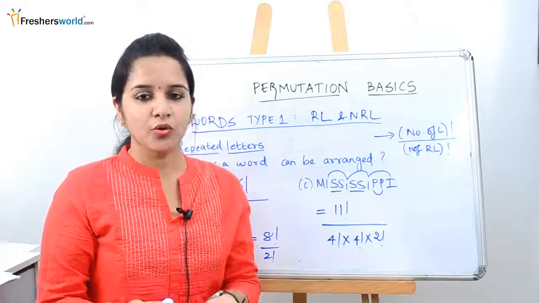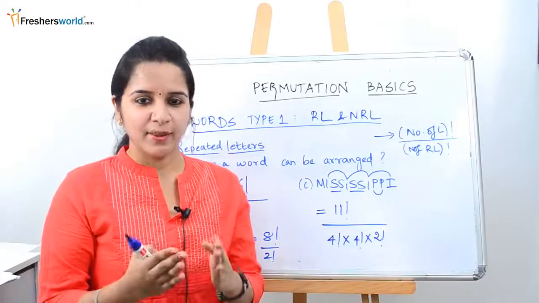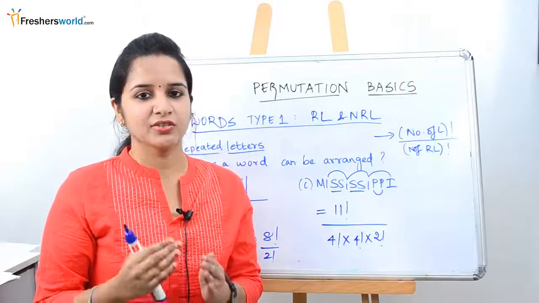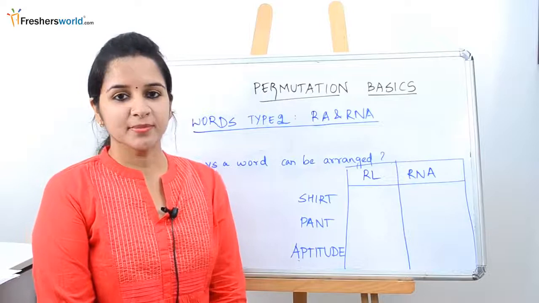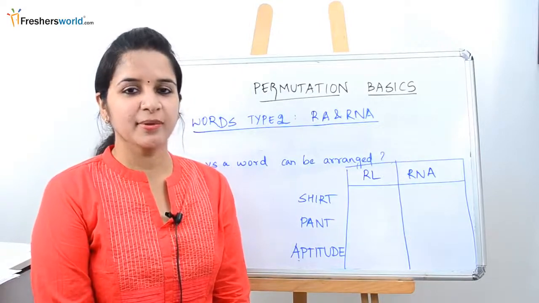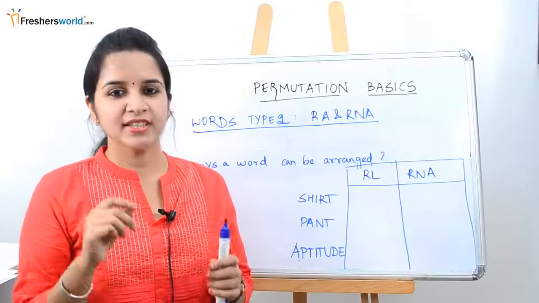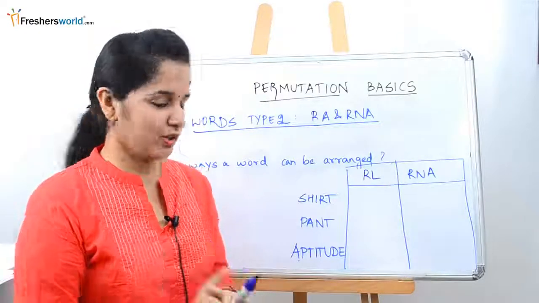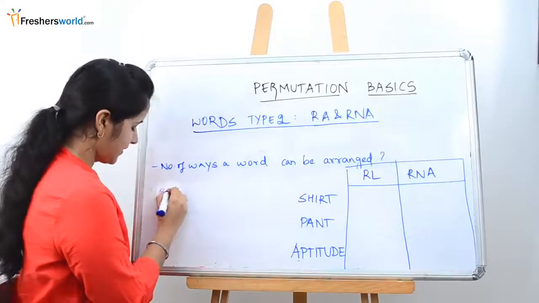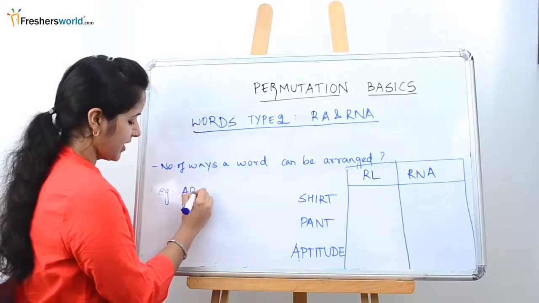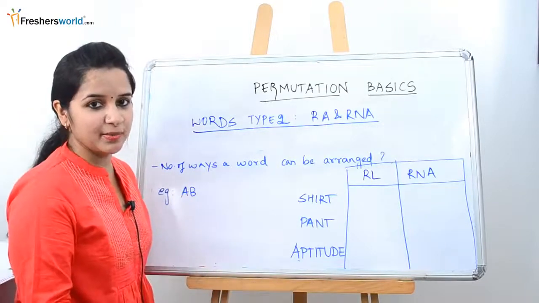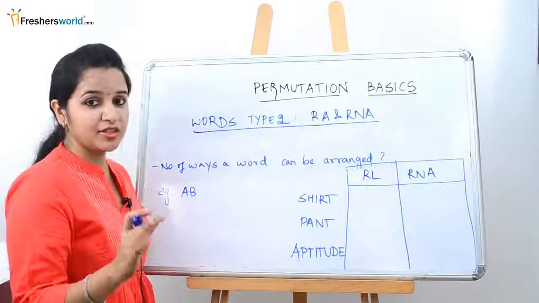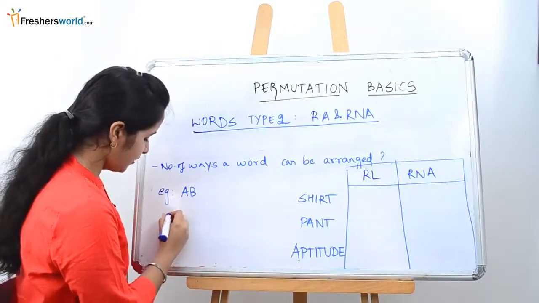Now we are going to go to the next concept: repetition is allowed and repetition is not allowed. First, let's understand the difference between repetition allowed and repetition not allowed. Let's take for example the word AB, and they are asking how many ways it can be arranged. If repetition is not allowed, then what do we do?